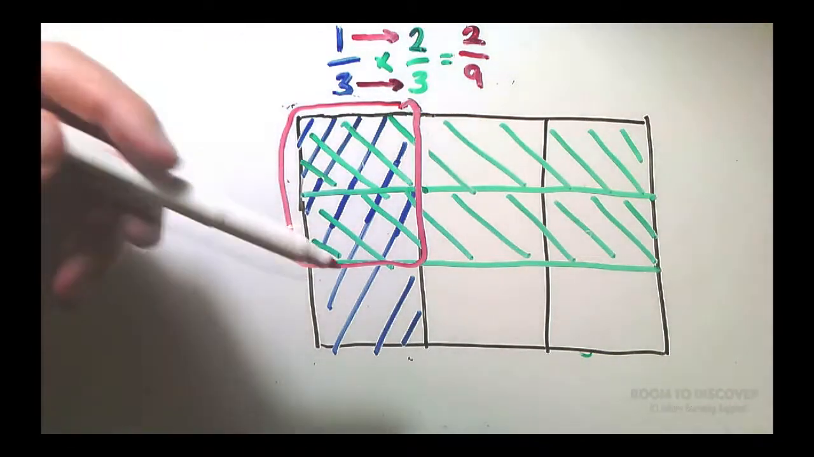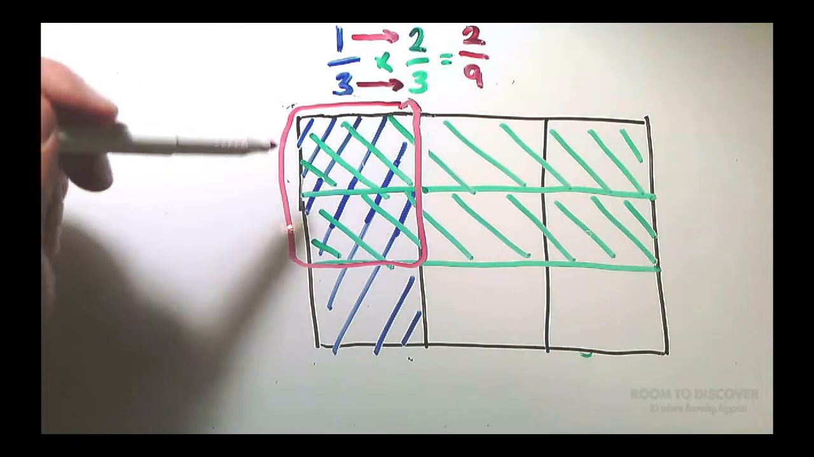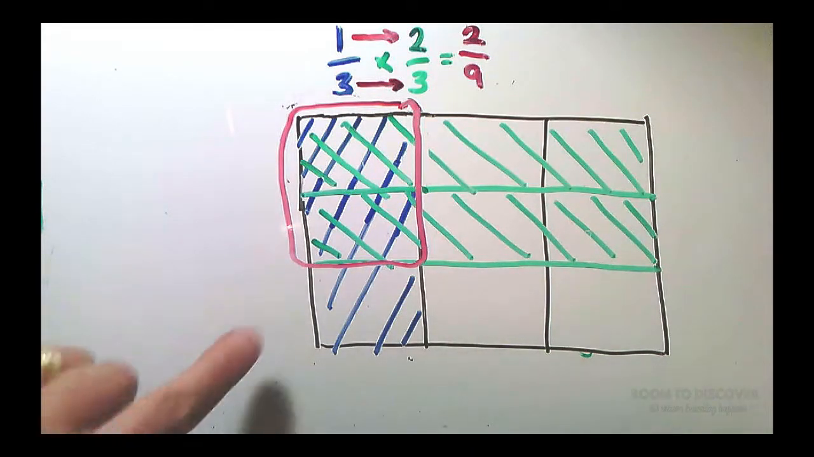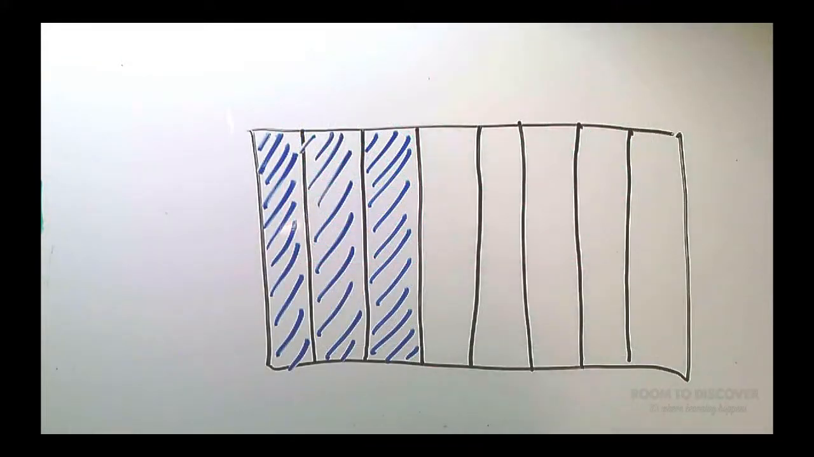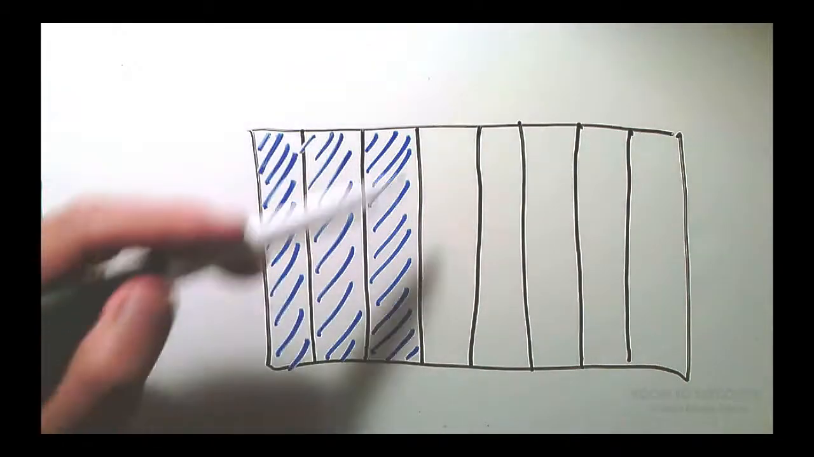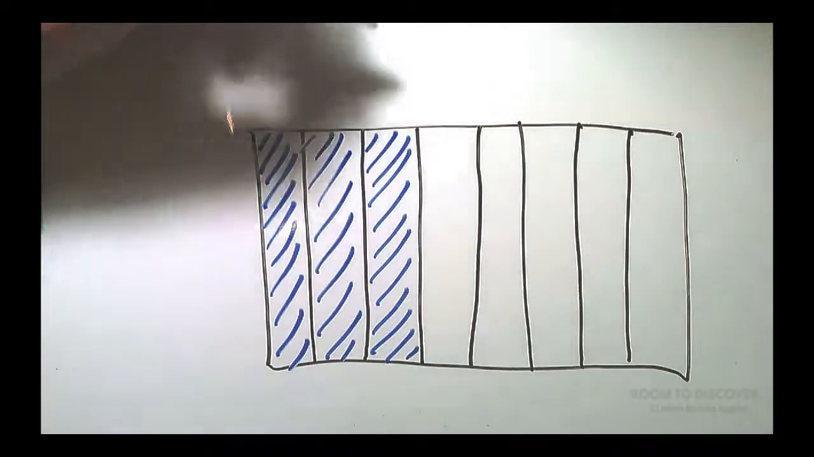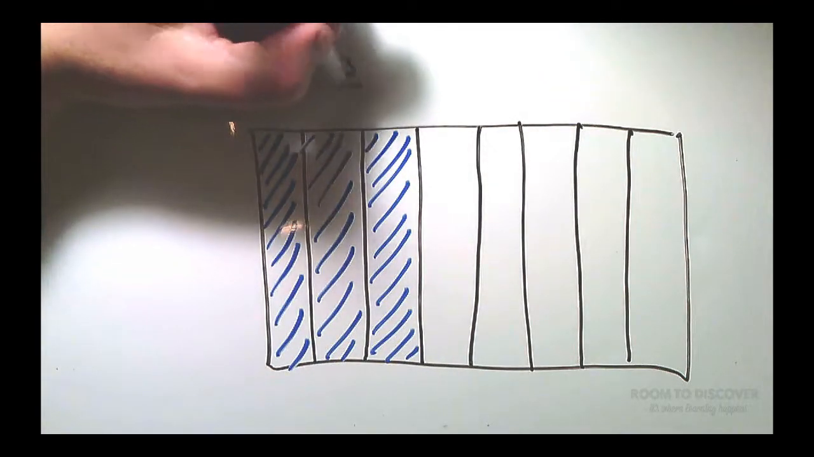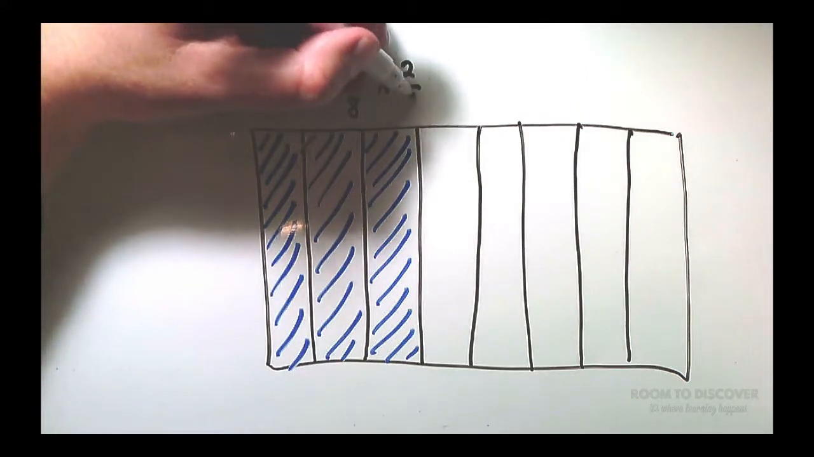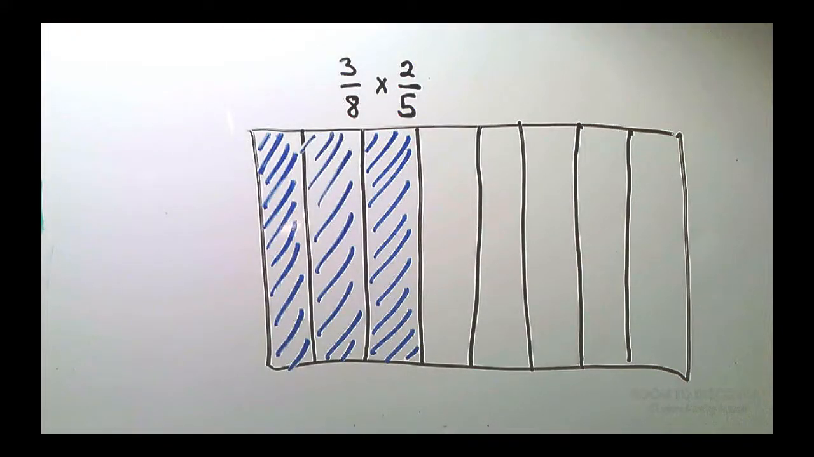Just to show how powerful this algorithm is for multiplying, let's look at a number that's even more complicated, multiplying fractions that don't really have anything in common with each other, and see if we can still use this model and still use that algorithm. So for this example, I've cut this rectangle into 8 even pieces, colored in 3 of them. So I'm starting with 3/8. And let's say I want to multiply this 3/8 by 2/5.